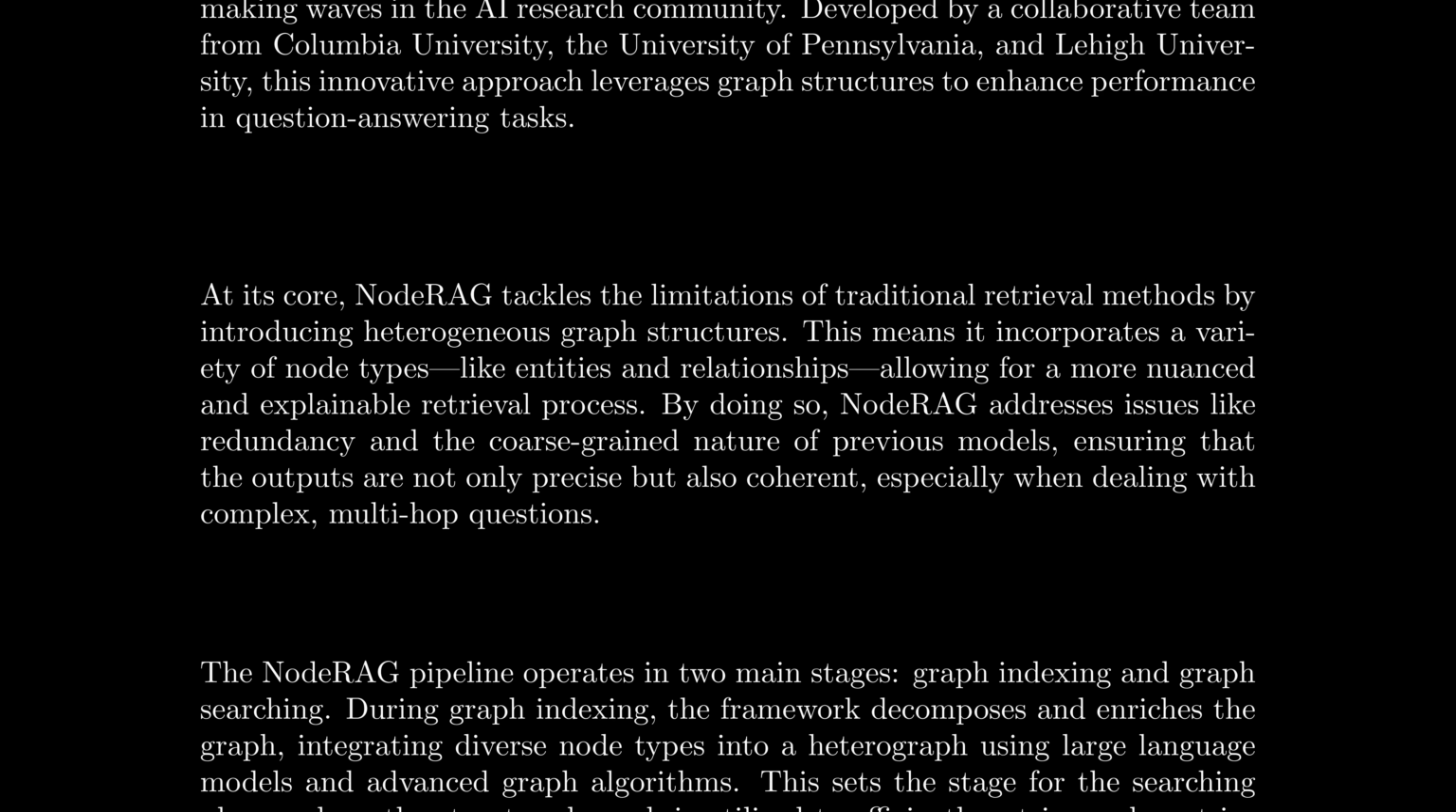At its core, NoDrag tackles the limitations of traditional retrieval methods by introducing heterogeneous graph structures. This means it incorporates a variety of node types, like entities and relationships, allowing for a more nuanced and explainable retrieval process. By doing so, NoDrag addresses issues like redundancy and the coarse-grained nature of previous models, ensuring that the outputs are not only precise but also coherent, especially when dealing with complex, multi-hop questions.